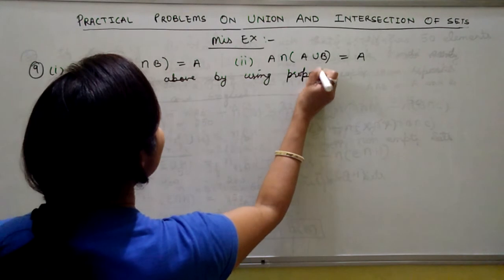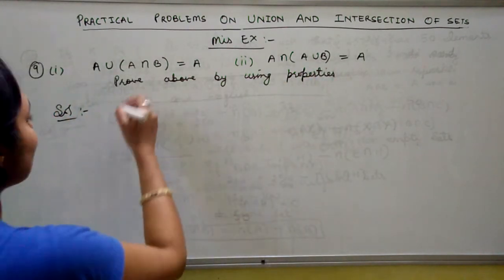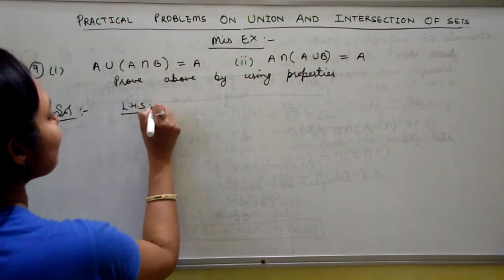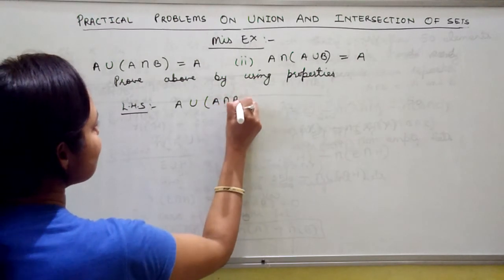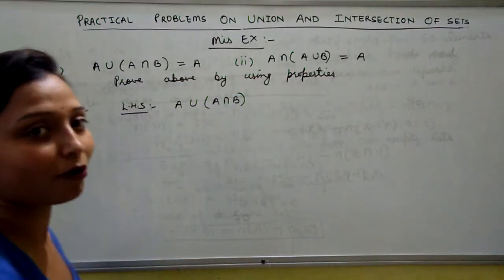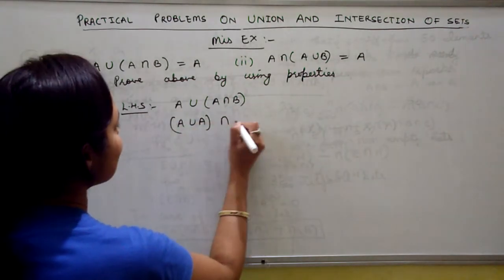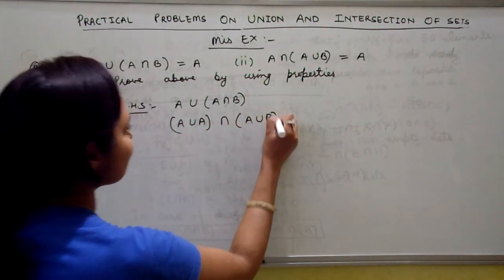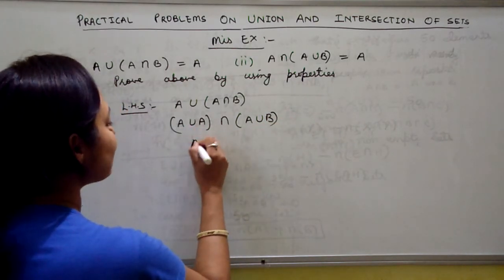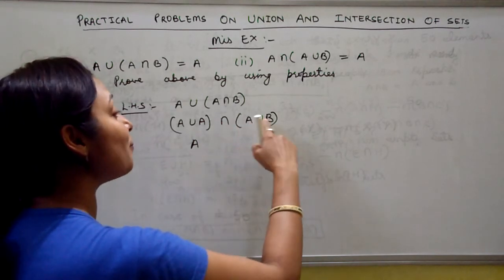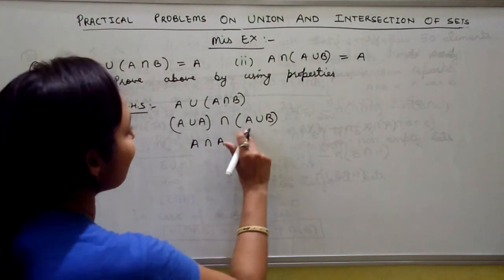So how can we prove it? For the proof, take the solution. Take the left hand side: A union (A intersection B). There is the distributive law. I will apply this distributive law: (A union A) intersection (A union B). Is it right? We can apply the distributive law. A union A is again A.